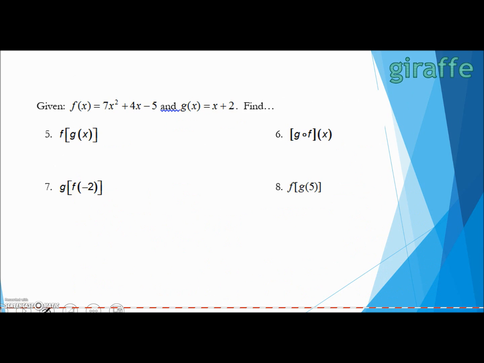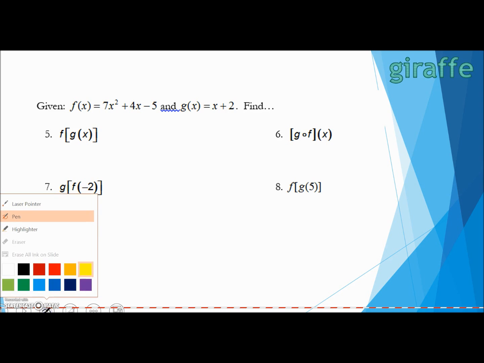All right, let's do another one. This one is a little bit easier to see what I'm doing. And so for number 5, what I'm doing is I have f of g of x. So I'm plugging g of x into f of x. So my f of x and g of x have changed.